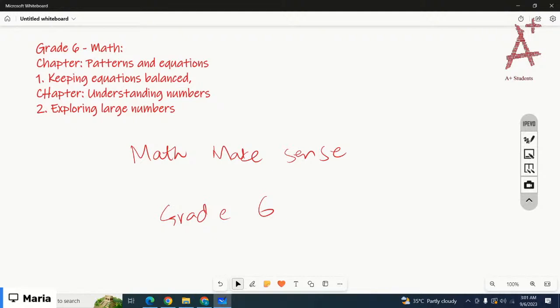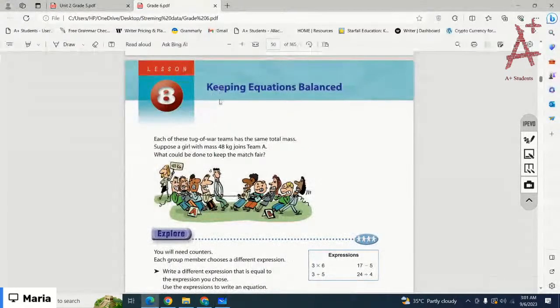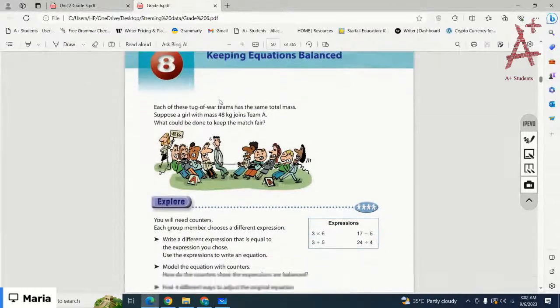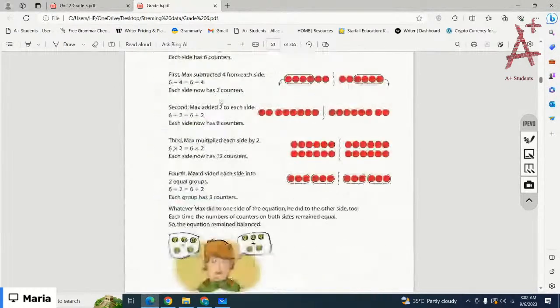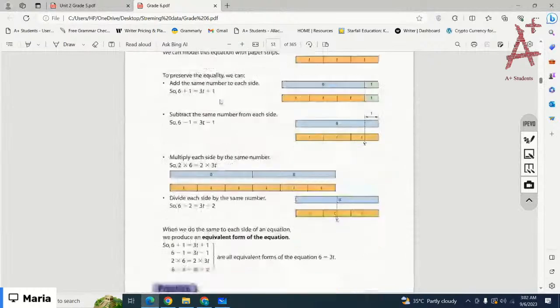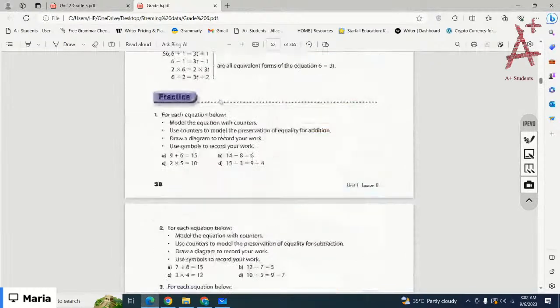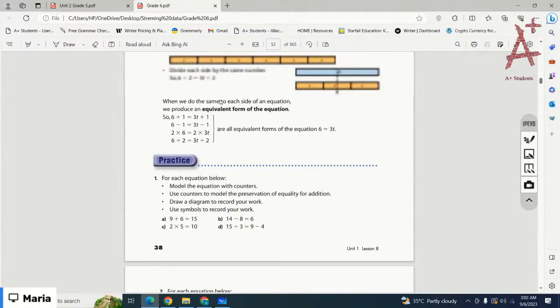So here I'm on the book, Chapter 1, patterns and equations. The lesson is keeping equations balanced. So let's just start with the lesson. Let's just start with the practice questions. For each equation below, model the equation with counters. Use counters to model preservation of equality of addition. Draw a diagram to record your work. Use symbols to record your work. The first one is 9 plus 6 equals 15, right?